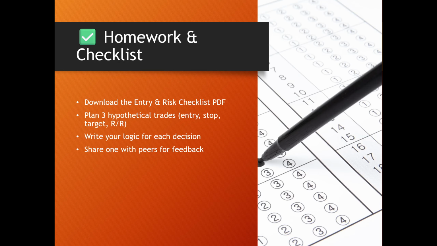So here's the homework. I want you to take the entry and risk checklist that I'll have included and plan 3 hypothetical trades. For each one, you want to write down your entry trigger. Like we discussed before, is it a retest breakout? Is it a break of support?